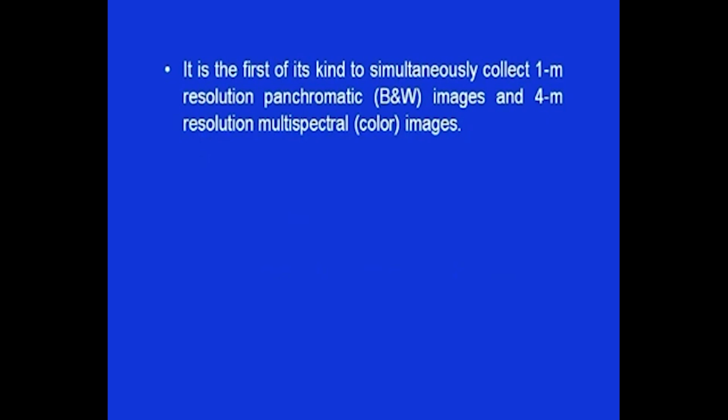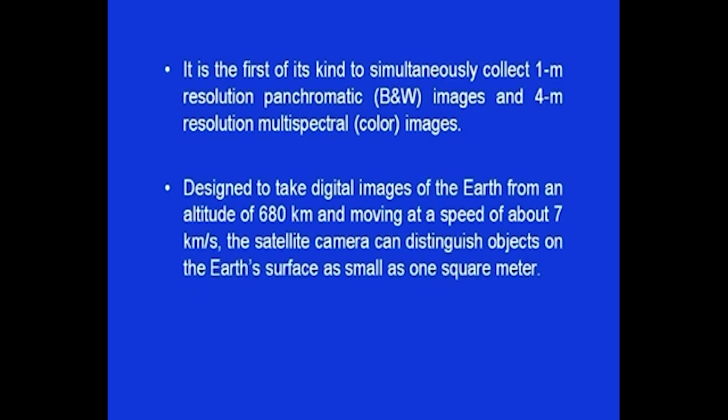Well, this particular satellite has the capability to collect data in 2 spatial resolutions. It collects data at 1 meter in the panchromatic, that is black and white, and 4 meter resolution in the multispectral mode. It is designed to take digital images of the Earth from an altitude of 680 kilometers, and it moves at a speed of about 7 kilometers per second, so that the camera can distinguish objects on the Earth's surface as small as 1 square meter.